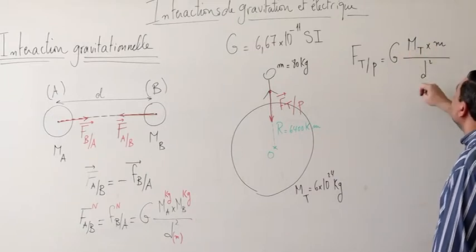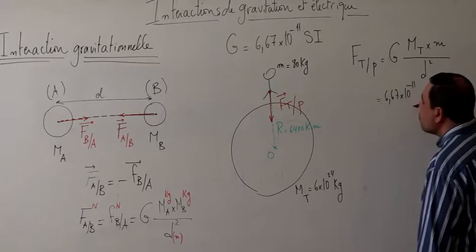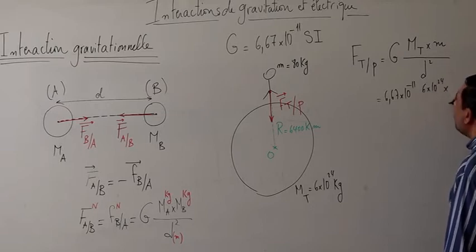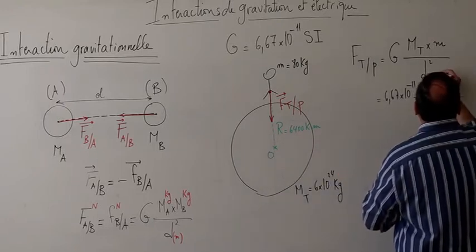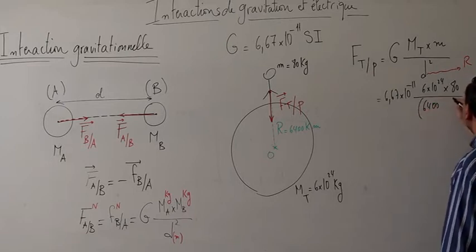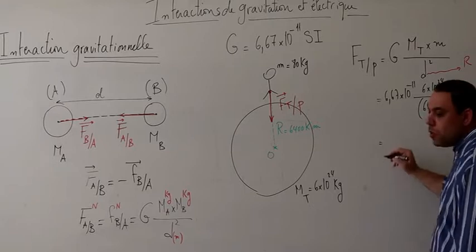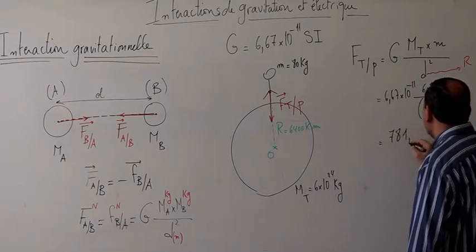G is a constant no matter what, so we can calculate the magnitude of this force. G is 6.67 times 10 exponent minus 11. It's a universal constant, it doesn't change. The mass of Earth is 6 times 10 exponent 24 kilograms. The mass of the person is 80 kilograms, all in the SI system. The distance between the center of Earth and the person is the radius, which is equal to 6,400 kilometers. We have to convert it into meters, so we multiply by 10 exponent 3. In this case, the answer is 781.6 newtons.